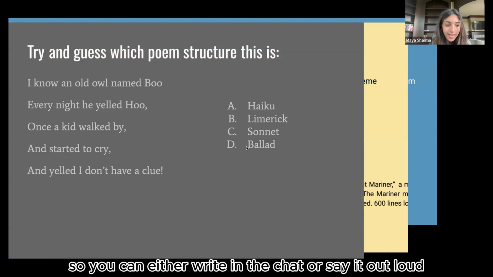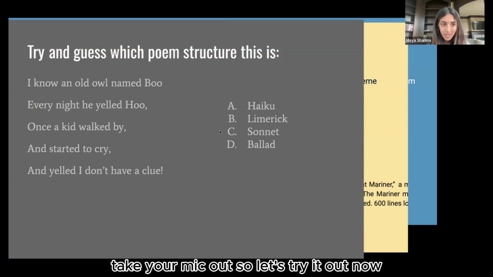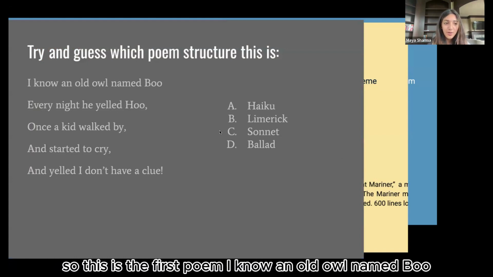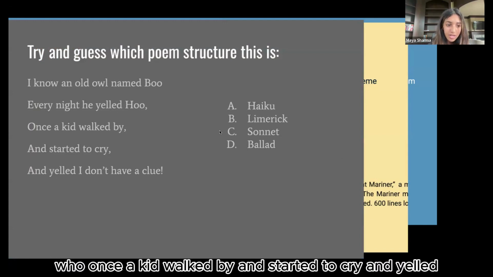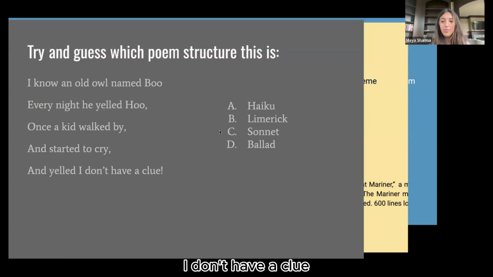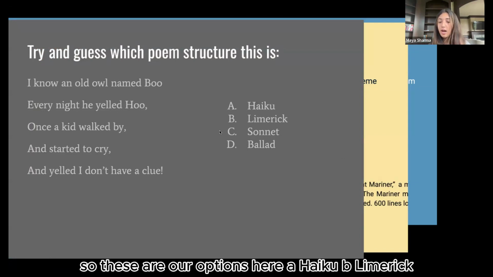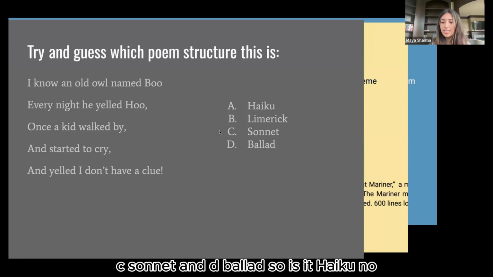You can either write in the chat or say it out loud and take your mic out. So let's try it out now. This is the first poem. I know an old owl named Boo. Every night he yelled who. Once a kid walked by and started to cry and yelled, I don't have a clue. So these are our options here: A, haiku, B, limerick, C, sonnet, and D, ballad.